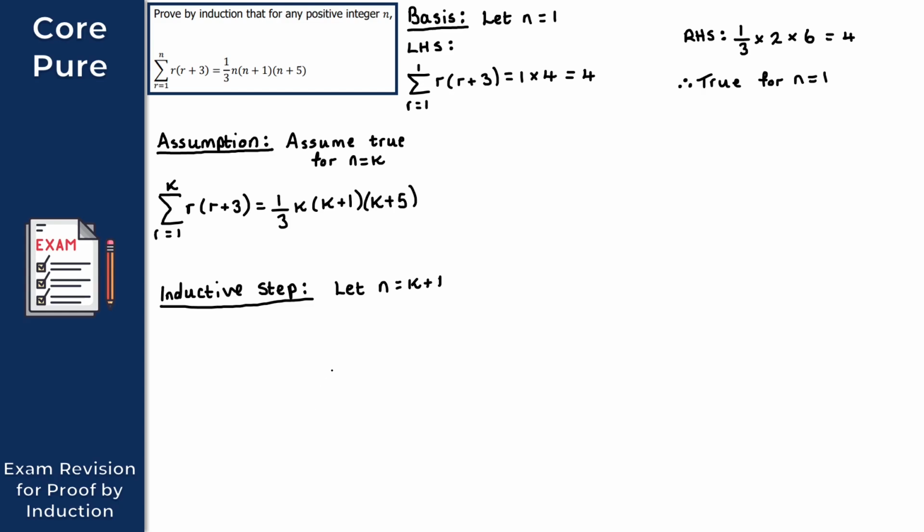Now, if n equals k plus 1 here then, what we get here is the summation from r equals 1 to k plus 1 of r times r plus 3. So r times r plus 3.